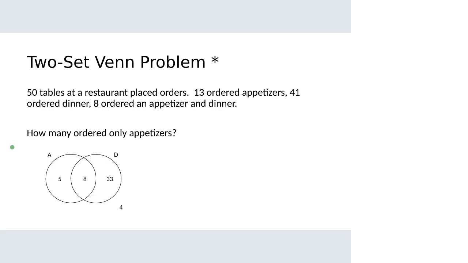And while these are going to get a little more involved when we move on to 3 set Venn diagrams, the philosophy of today is this. We're going to have a situation, we're going to make a Venn diagram for it, and then we're going to use it to answer questions. Let's go another 20 seconds, and then we'll talk about this one.